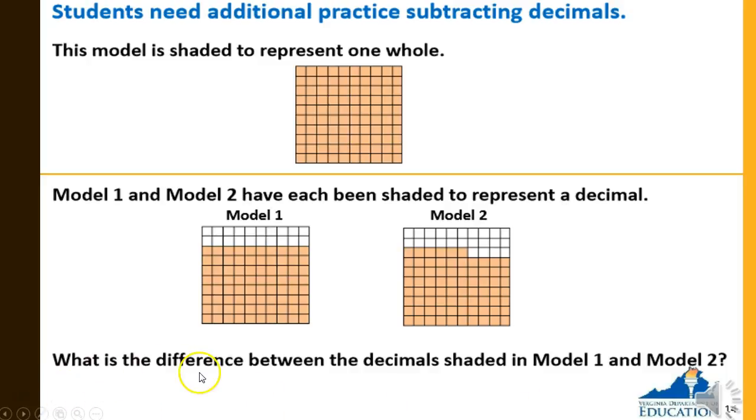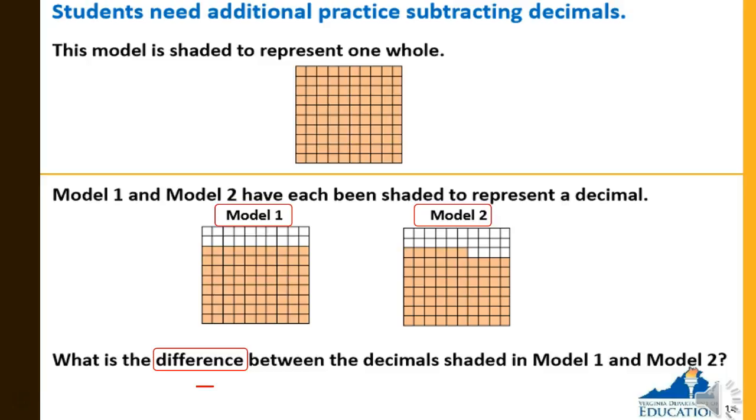What is the difference between the decimals shaded in Model 1 and Model 2? Okay, so we have Model 1 and Model 2. Let's find those right here. And our question says, what is the difference? And I think we know by now that that means we're going to be subtracting. But how do we know what to subtract?